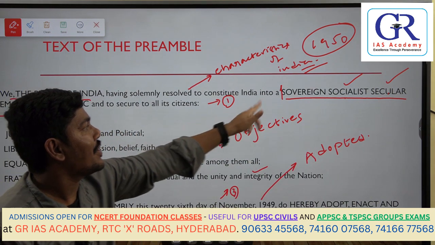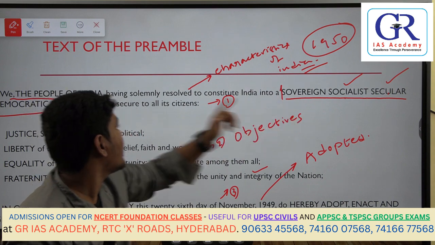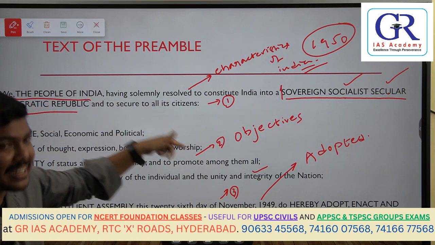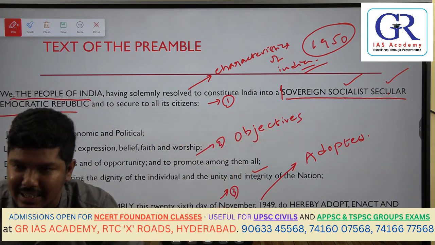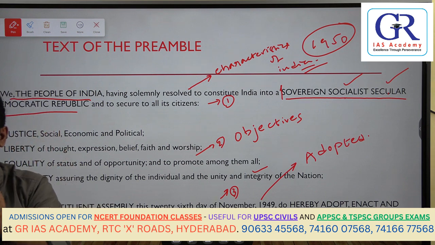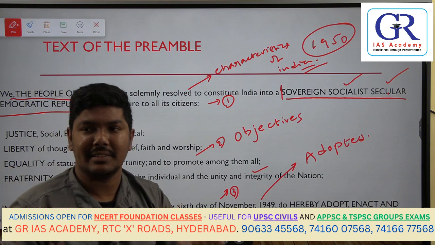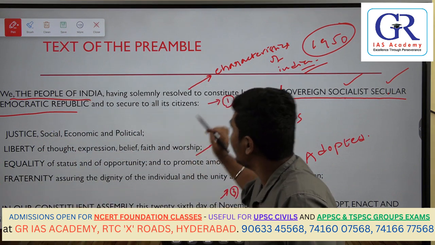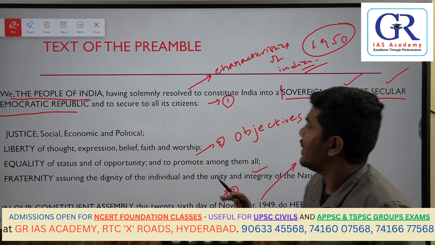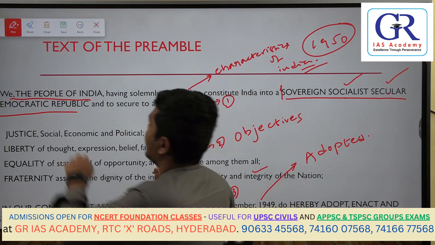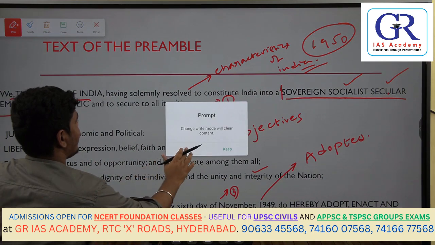They will give you options in multiple ways: sovereign, socialist, secular; sovereign, democratic republic; democratic republic and secular. The answer here is sovereign, democratic and republic. That's it. Okay, clear. We will understand every word clearly. Now let us first focus on the first part.